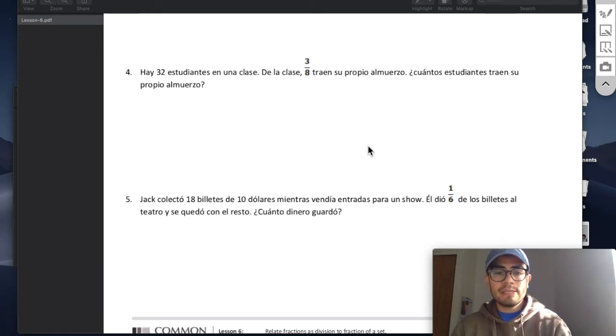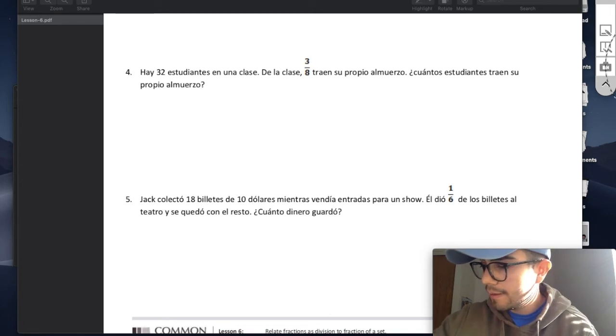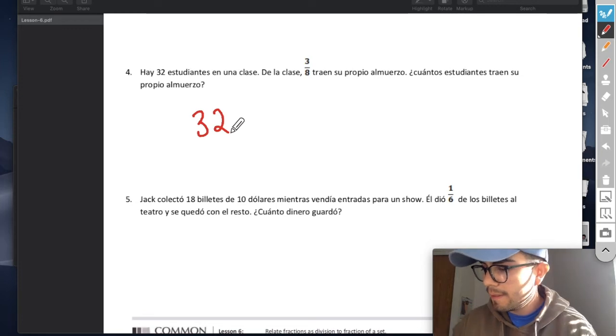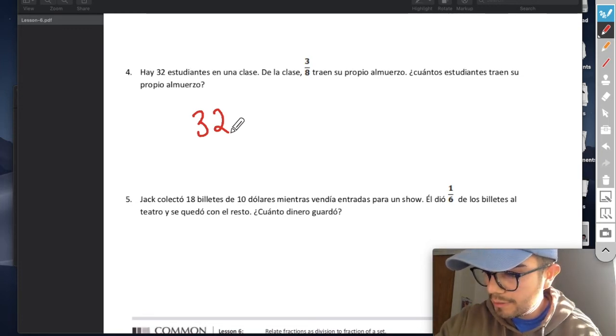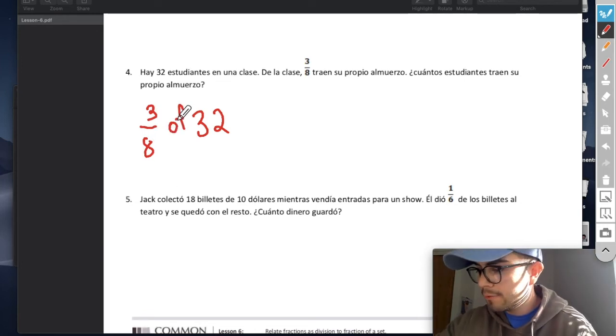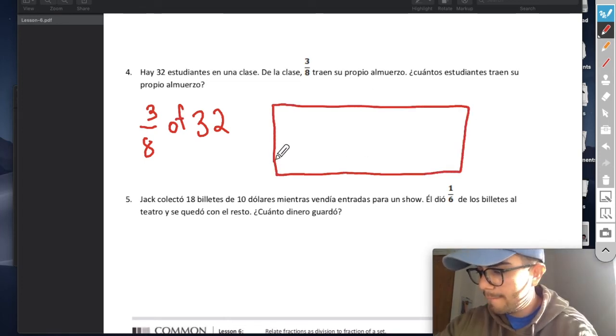So this question is asking, if there are 32 students in a classroom and 3/8 of the kids in that classroom bring their own lunch, how many students brought their own lunch? So it is asking you to take the entire class, which is 32 students, and find how much 3/8 of 32 is. So in order to do this, again, I'm going to draw a beautiful tape diagram.